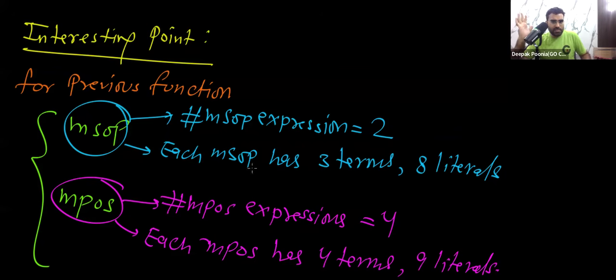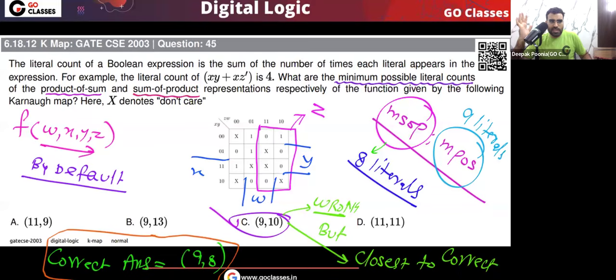Overall, this question is very interesting. All these interesting points you can observe, but this is a sad thing that this question has no correct option. Actually, let me tell you, what was the question maker thinking? Why did the question maker not give you option 9,8? 9 is fine, meaning the question maker has found the correct minimal POS expression. That is fine. But by mistake, the question maker did not find the correct minimal SOP.